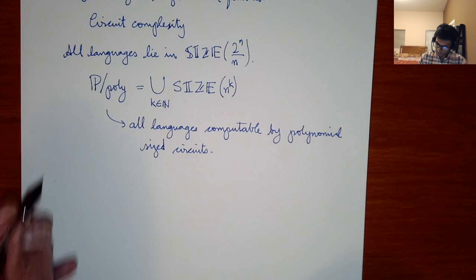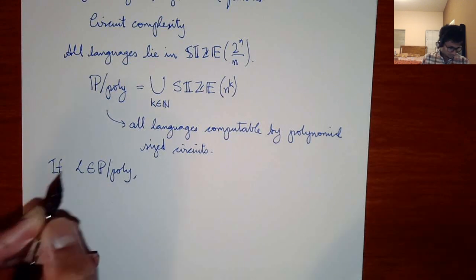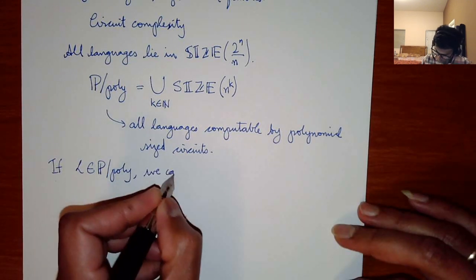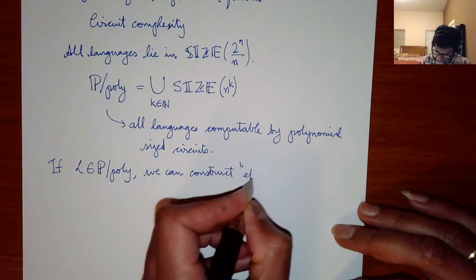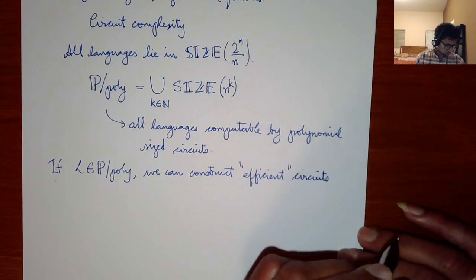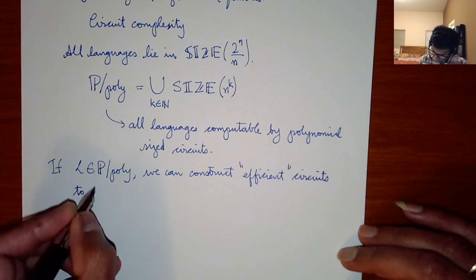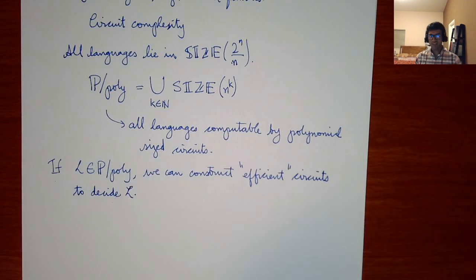So if L is in P/poly, we can construct efficient circuits to decide L. It doesn't give an algorithm. It doesn't give an efficient algorithm, but it says that there exists an efficient family, which is really a small circuit family.